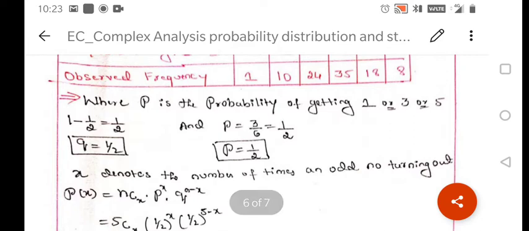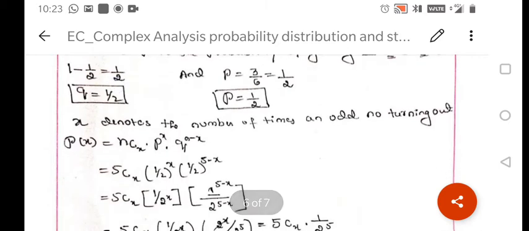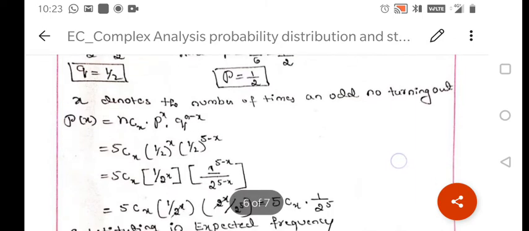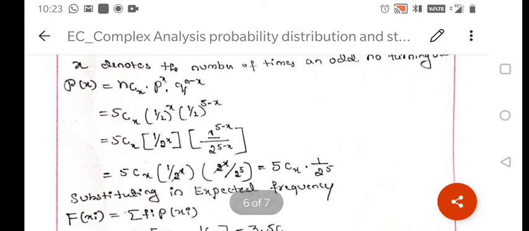Now you can see that here p is the probability of getting 1 or 3 or 5. That means p is equal to 3 by 6, which is equal to 1 by 2. So similarly q is equal to 1 by 2. x denotes the number of times an odd number turns out. Therefore P of x is nCx p raised to x q raised to n minus x. So it is 5Cx 1 by 2 raised to x, 1 by 2 raised to 5 minus x.